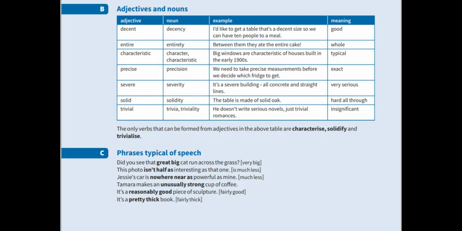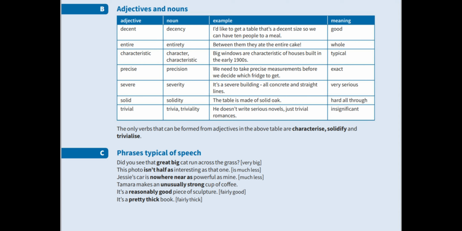C. Phrases commonly used in speech. In informal speech, people often use special phrases to strengthen or reduce the meaning of an adjective. The expression great big means very big. For example, did you see that great big cat run across the grass? The structure not half as interesting as means much less interesting than something else. For example, this photo is not half as interesting as that one.